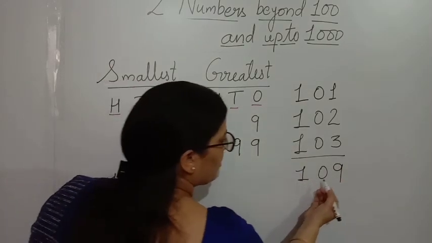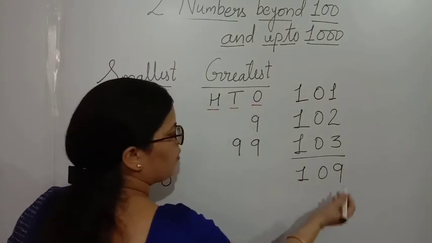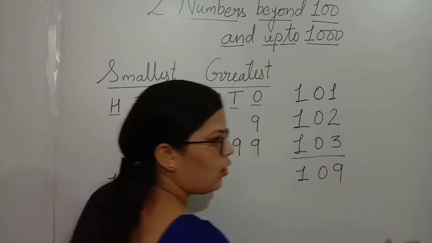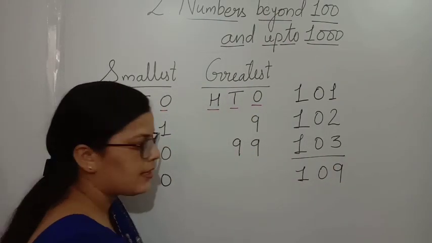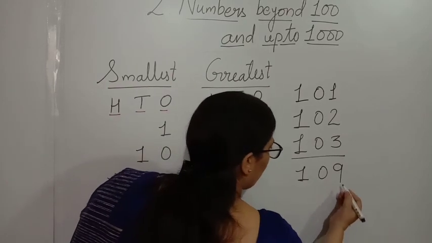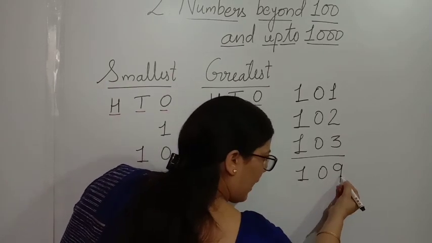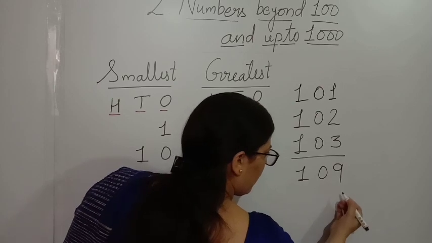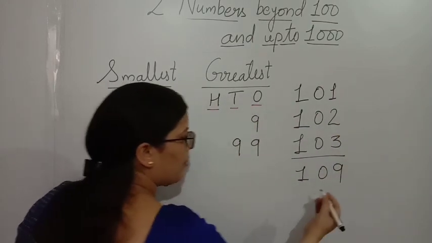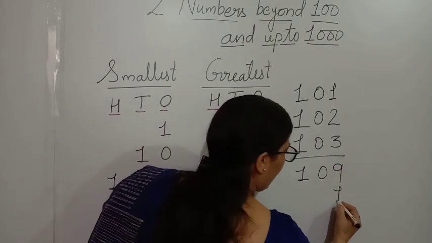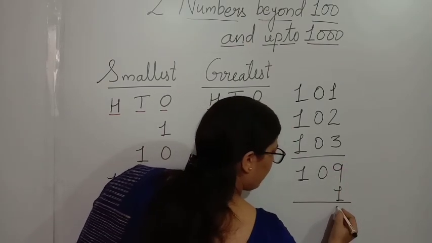Now this number is 109. When we reach 109, what comes after 9? It is 10. So how is it written? When we add 1 to 9, what happens here? The numbers are increasing one by one, by adding 1. So when we add 1 here, we get 10 again.